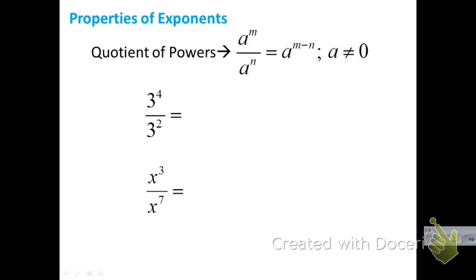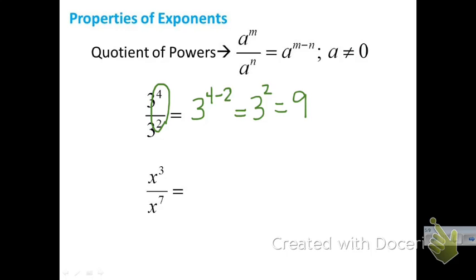So if you notice here, we have 3 to the 4th over 3 squared. The bases are the same, so we're going to subtract the exponents, which gives you 3 squared, and 3 squared is 9.